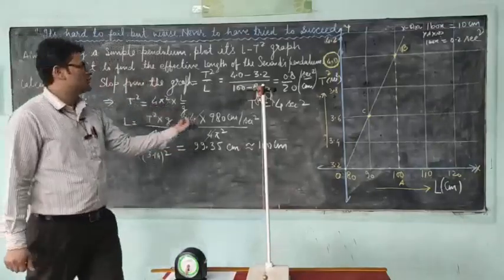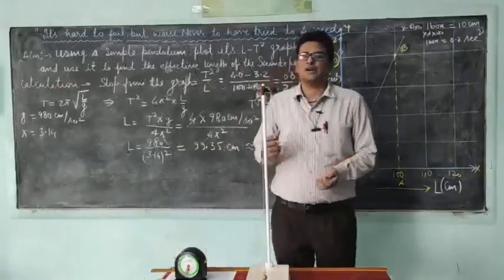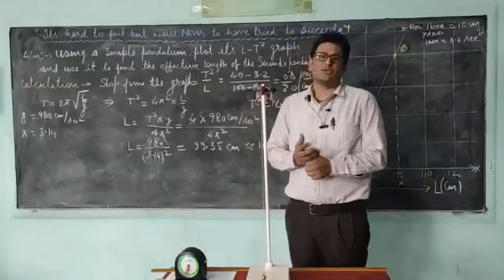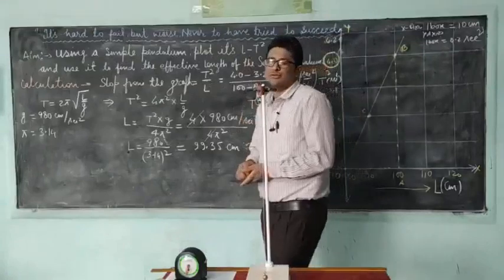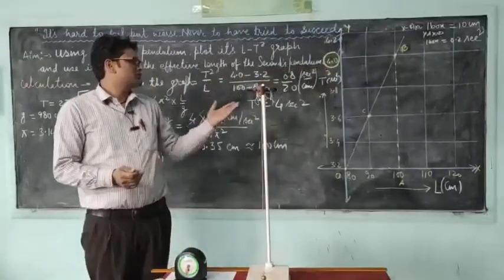So today we have learned how to find the effective length of the second pendulum with the help of the L versus T square graph. I hope you have understood these things.